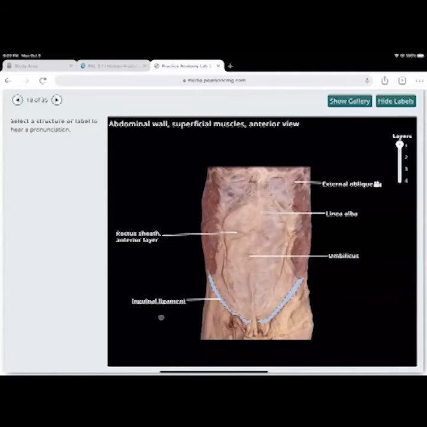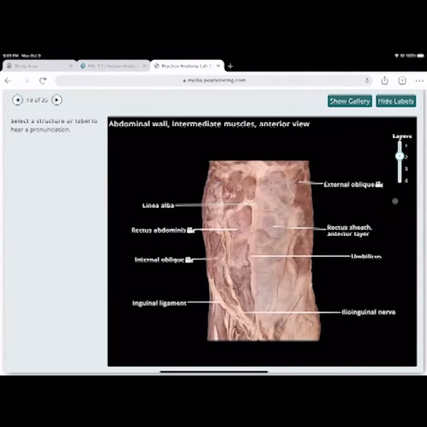The abdominal wall, you can see the rectus sheath, all this white area here covering the whole thing. You can see the inguinal ligament as it swings down over the pelvic girdle. The umbilicus, the linea alba, this means white line right down the center, and the external oblique muscles. We'll dissect that down.